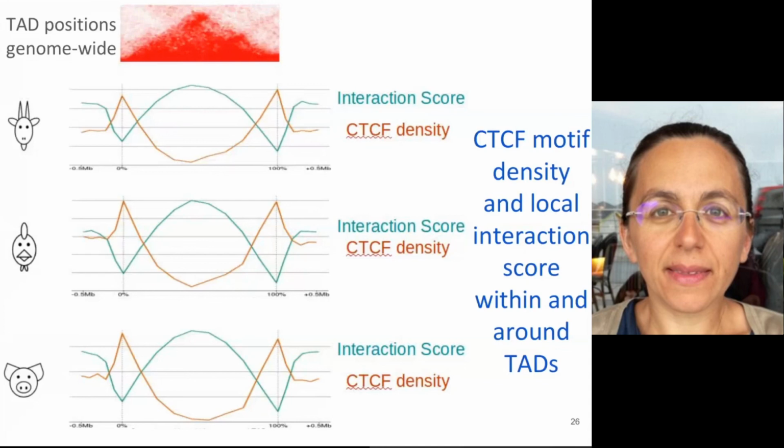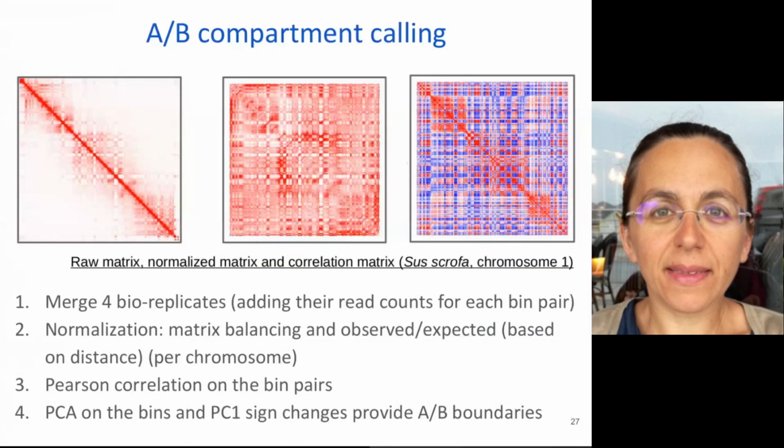Then on slide 27, we also did the AB compartment calling. Here, we look at the TADs and AB compartments and not the enhancer-promoter relationships because the sequencing depth is not high enough.